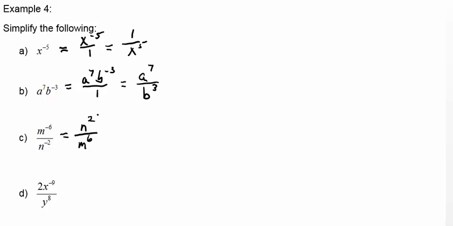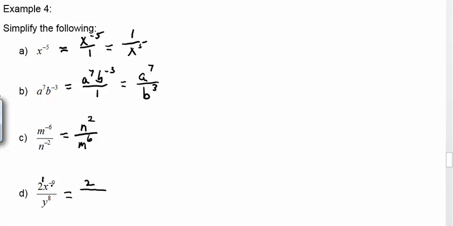Our last example, we have 2x to the negative ninth over y to the eighth. Now keep in mind, the 2 and the x are two separate factors. So that negative exponent only goes with the x. So since that's 2 to the first, x to the negative ninth over y to the eighth, the 2 has a positive exponent, so it stays where it's at.